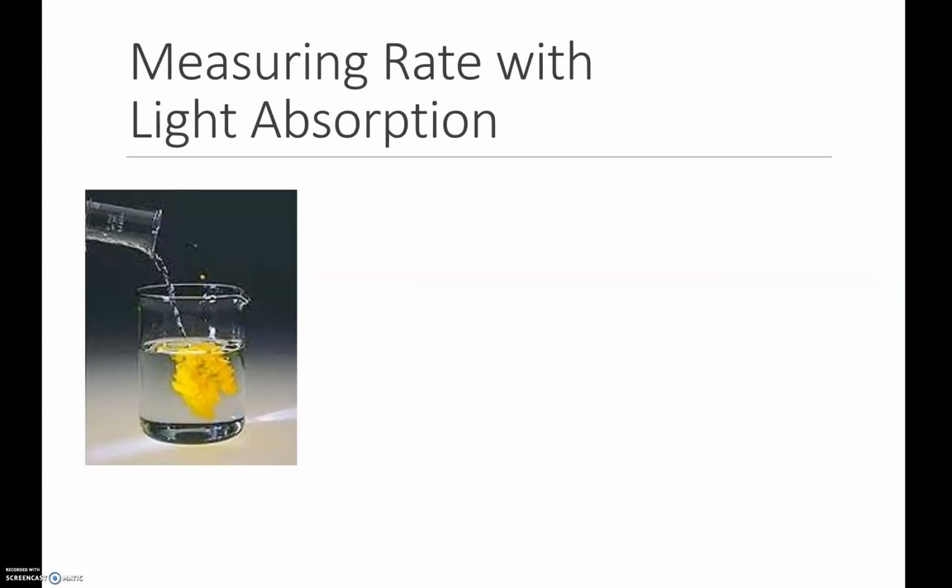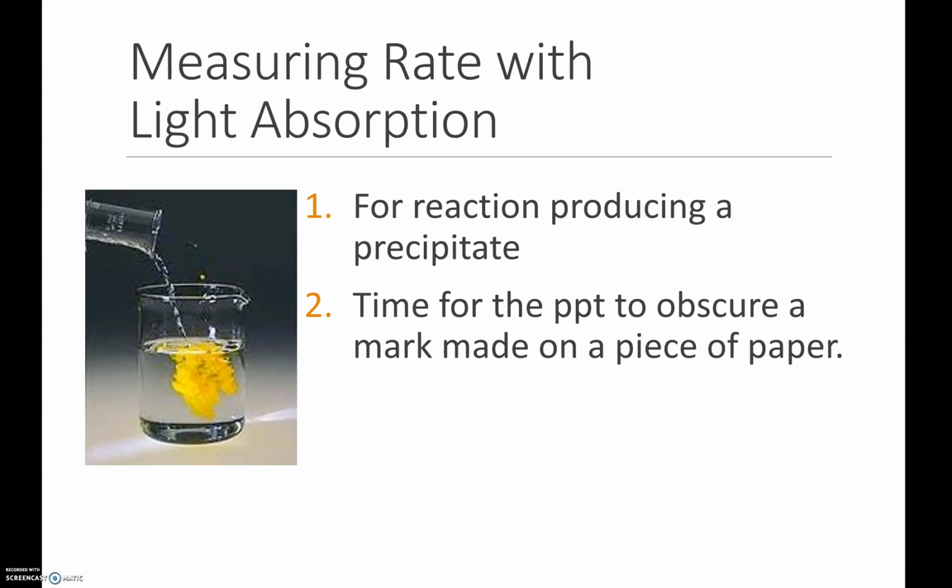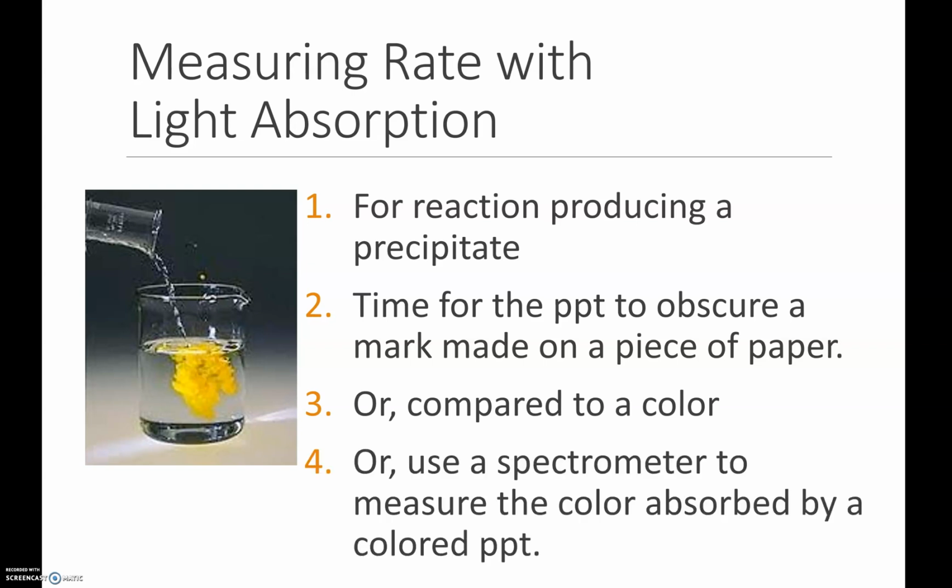Another option would be the rate of light absorption. So this works well for things that are producing a precipitate from two aqueous solutions. The time for that precipitate to obscure a mark made on a piece of paper would be a good indication of how we are producing at a different concentration over time. Or we could compare a change in color over time, or we could use a spectrometer to measure a color absorbed by a colored precipitate.